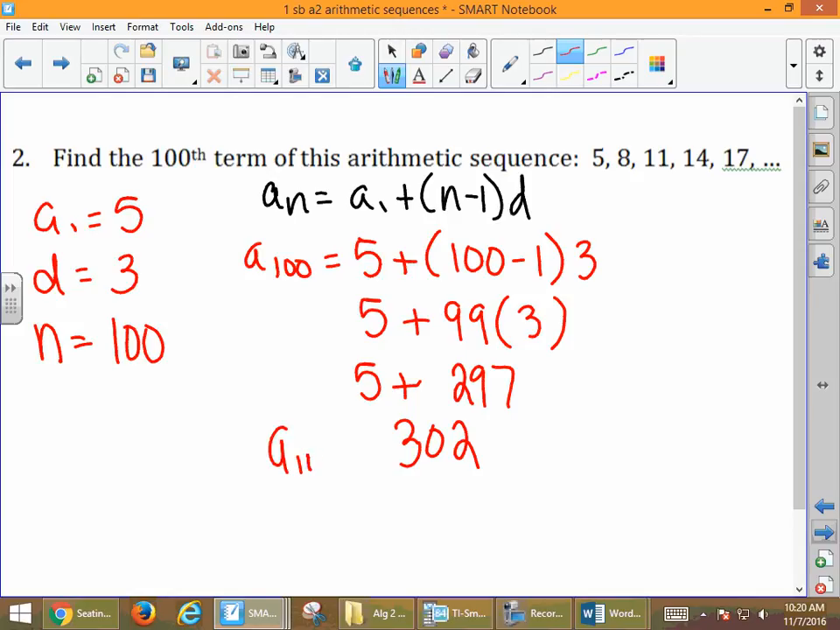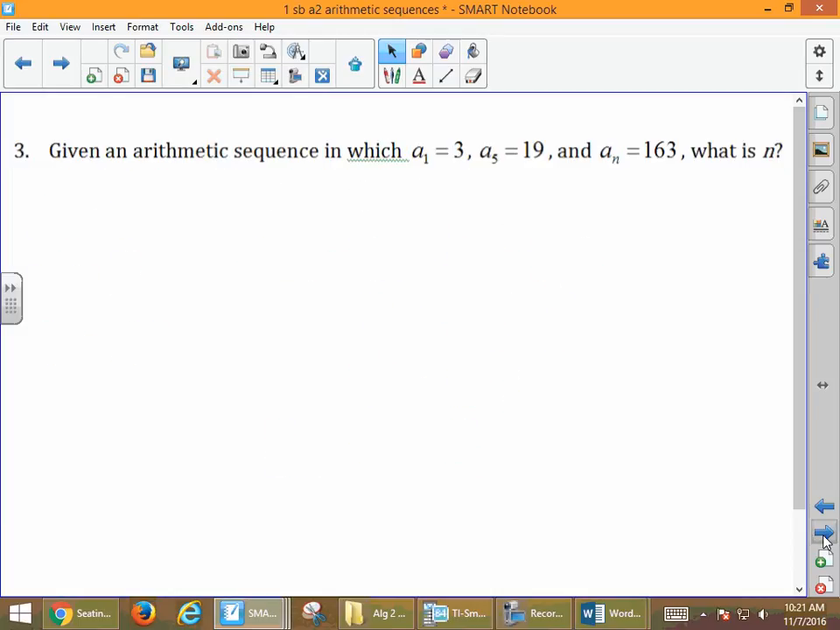So our 100th term in here, and we certainly wouldn't want to do that by hand. But if we wrote down all of these values, 5, 8, 11, 14, 17, 20, 23, 26, 29, and so forth, when we got to the 100th one, we should come up with 302. This formula gives us a way to calculate that number. Hopefully you're feeling a little bit more comfortable with this.